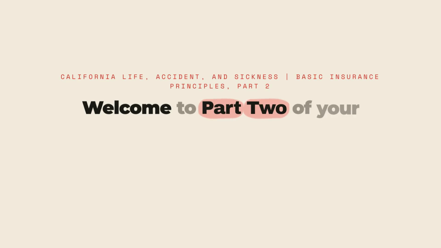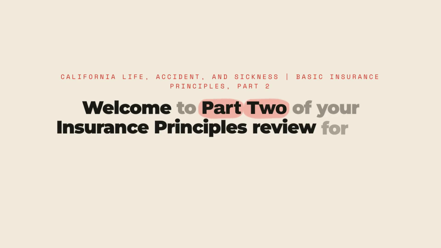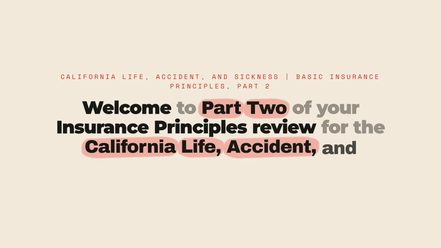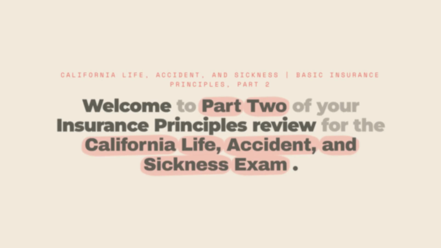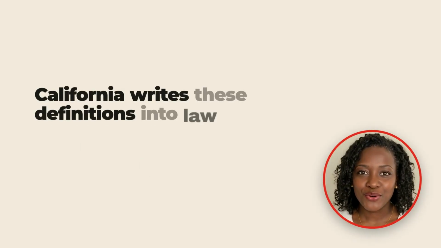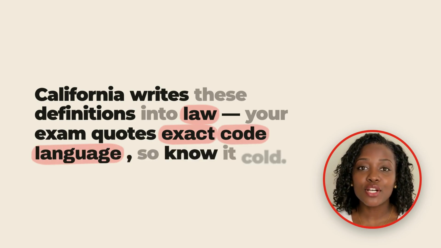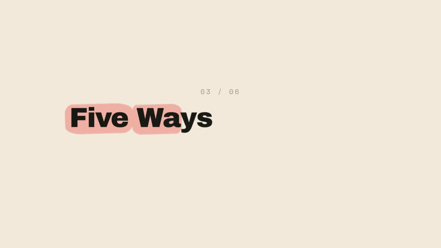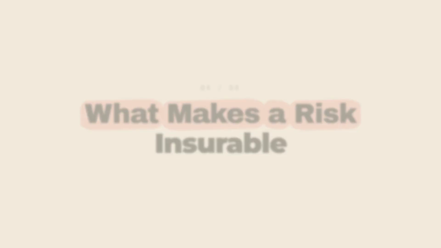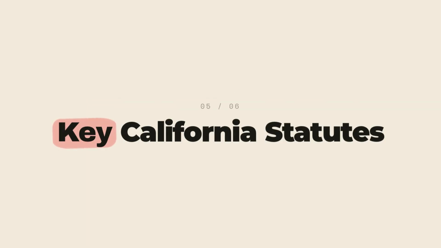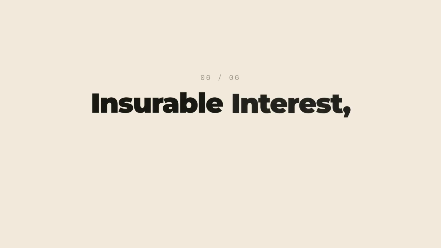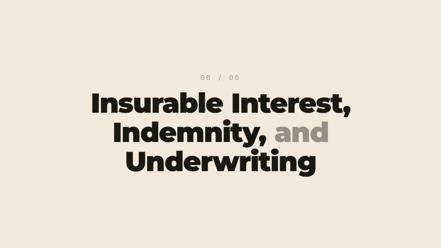Welcome to part 2 of your insurance principles review for the California Life Accident and Sickness exam. California writes these definitions into law. Your exam quotes exact code language, so know it cold. Today we'll cover risk and loss exposure, perils and hazards, 5 ways to manage risk. What makes a risk insurable? Key California statutes, insurable interest, indemnity, and underwriting.